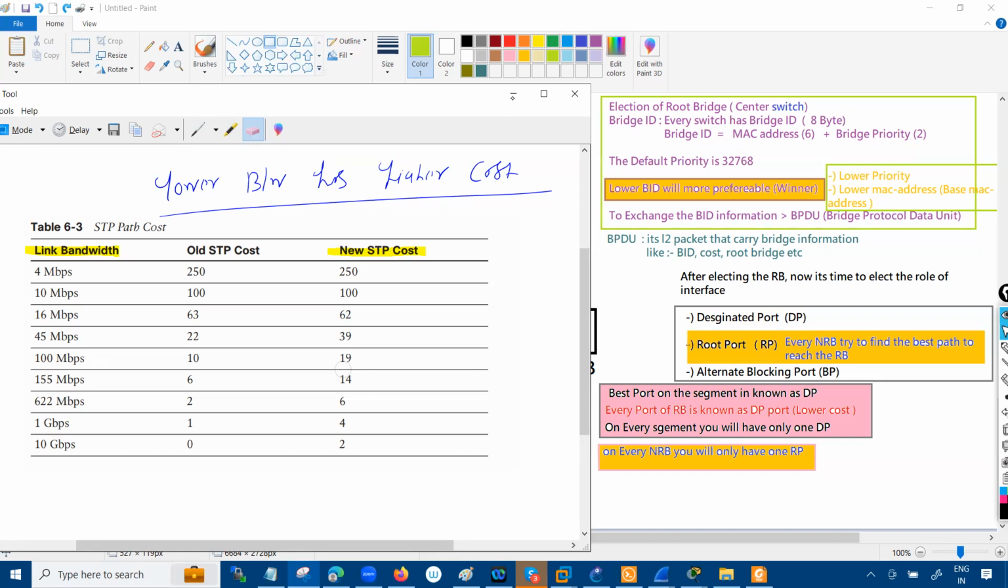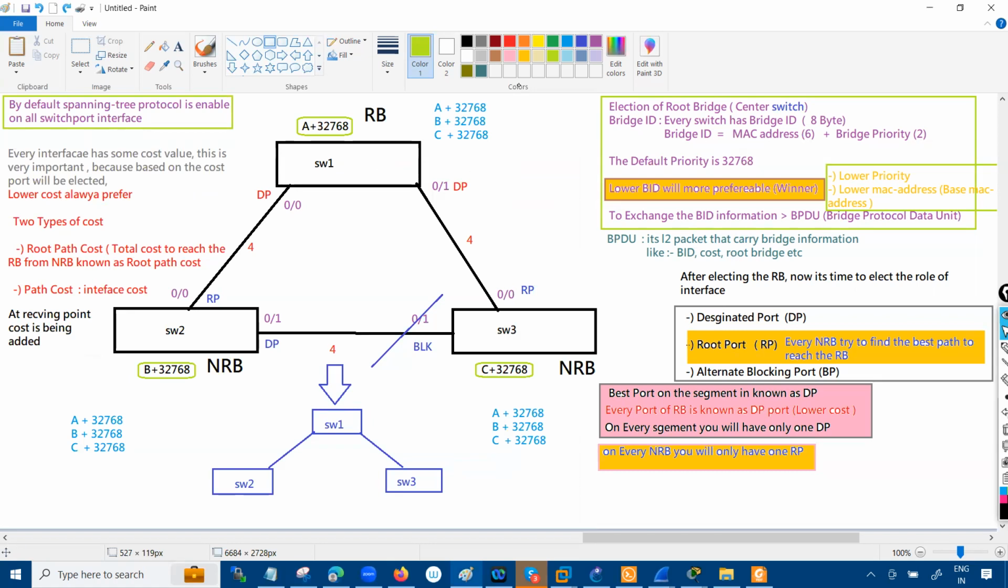Sometimes, if you go to a mini design-level interview, they will ask you, what cost information is there in the BPDU? So in a BPDU, you will have the root path cost, not the path cost. Lower is better.